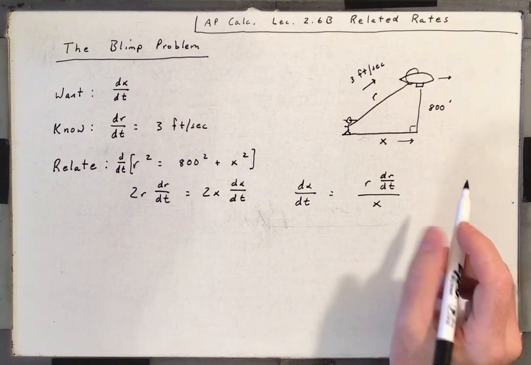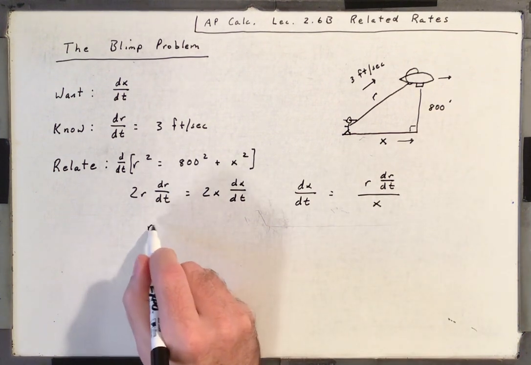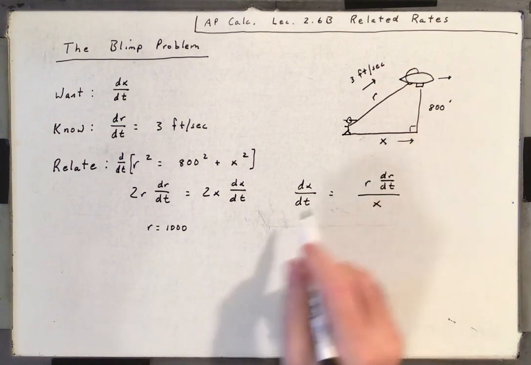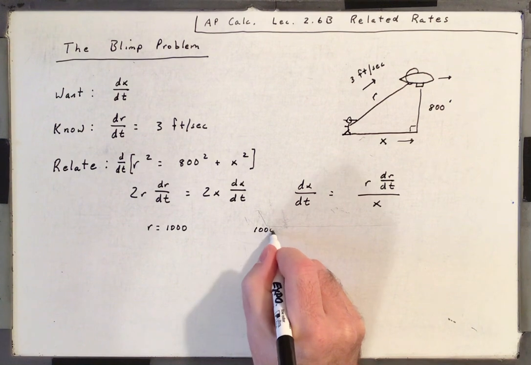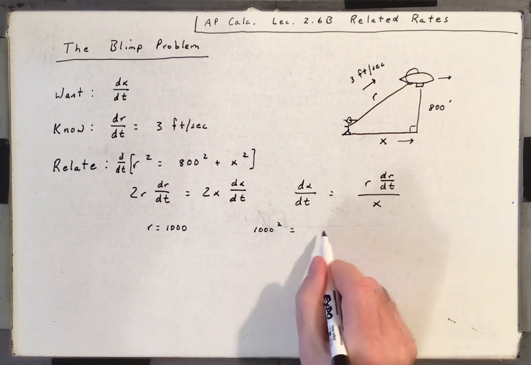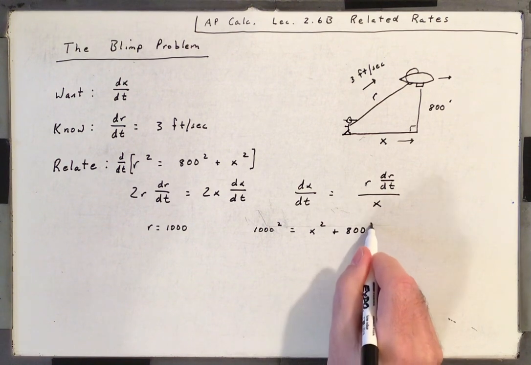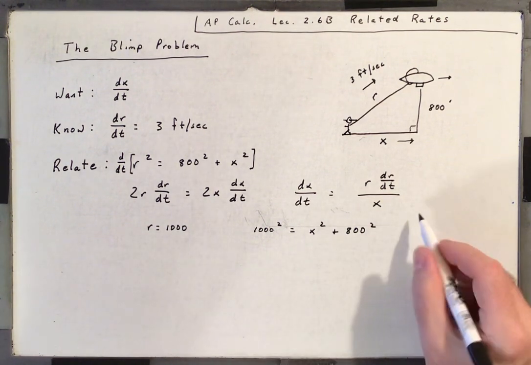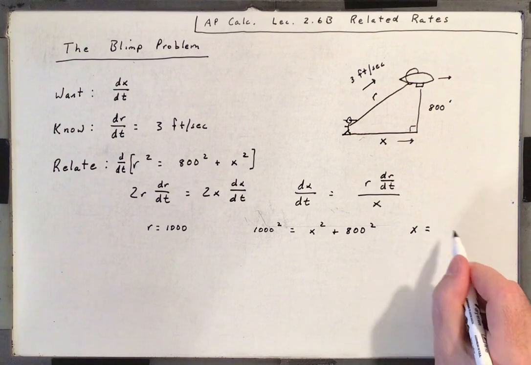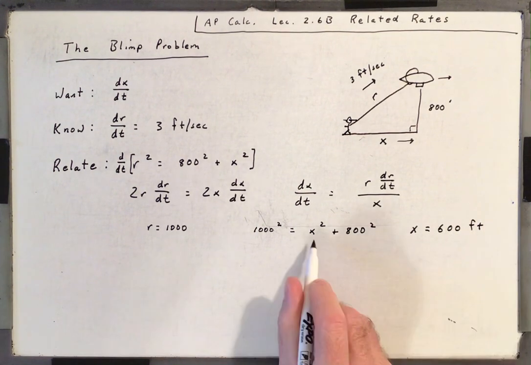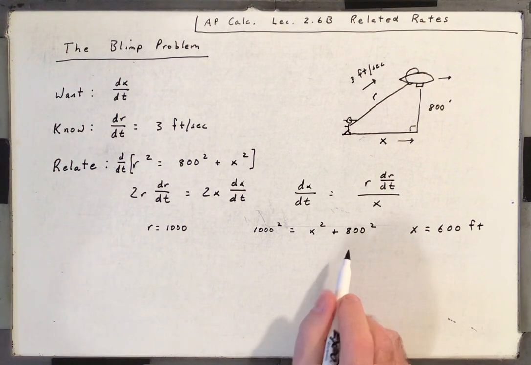Okay, we know that r is equal to 1,000 from the problem. So we should be able to get x because 1,000 squared is equal to x squared plus 800 squared. So this is a 6, 8, 10 triangle, so I can tell you x is going to end up being 600 feet. But you can go through that if you want to.